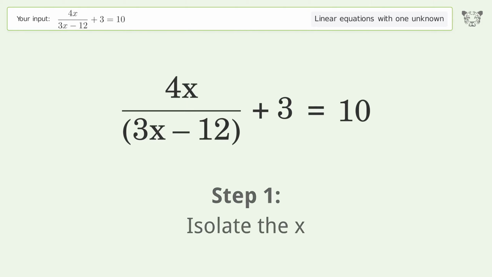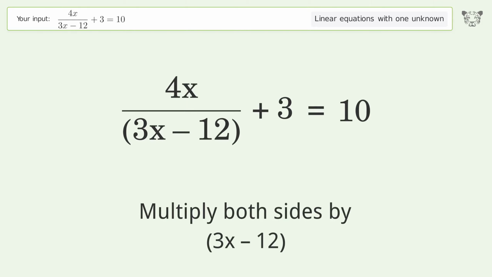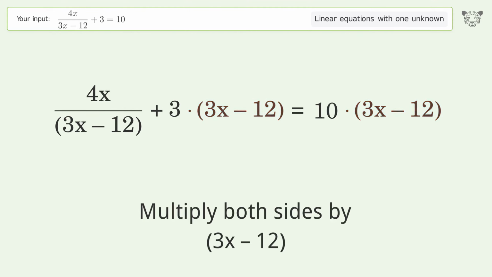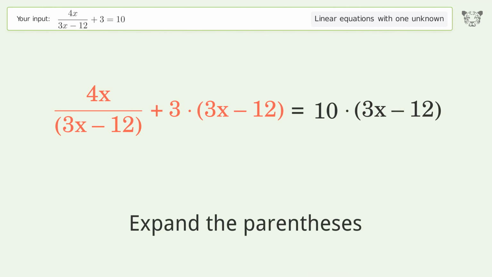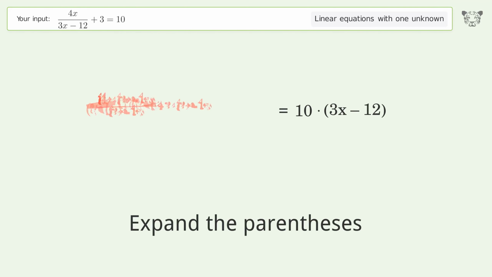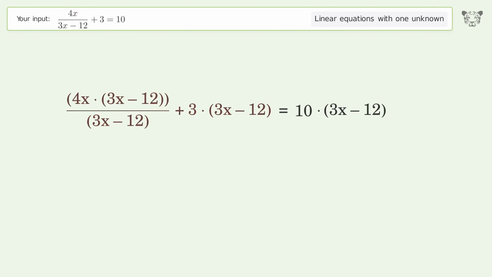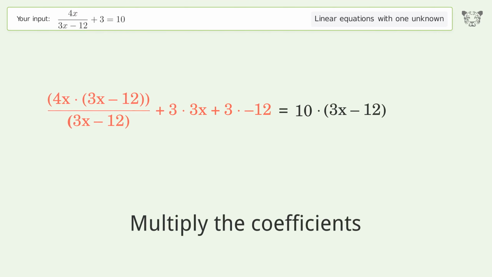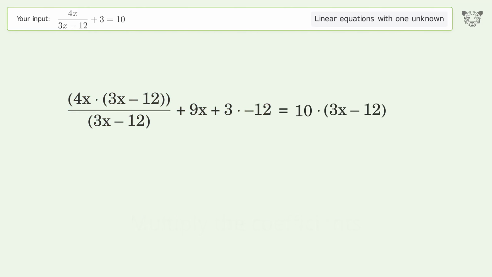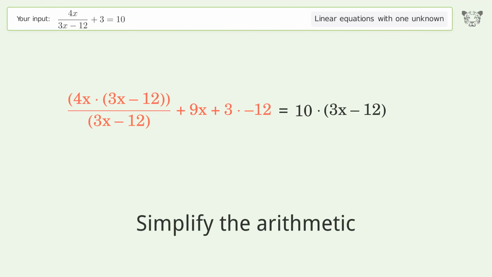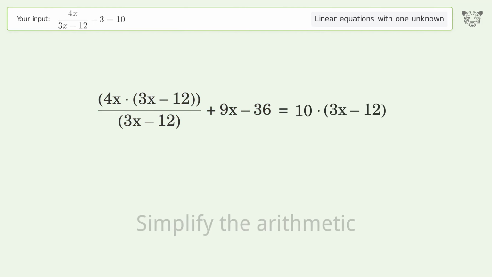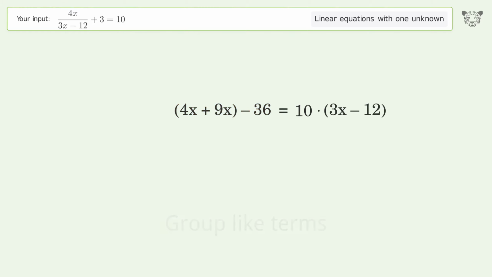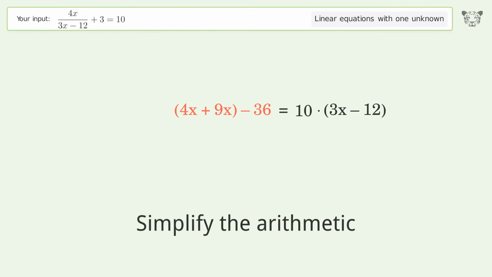Isolate the x. Multiply both sides by 3x-12. Expand the parentheses. Multiply the coefficients. Simplify the arithmetic. Group like terms. Simplify the arithmetic.